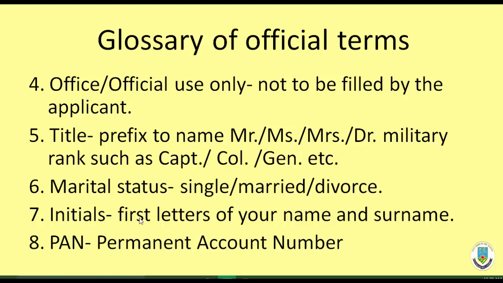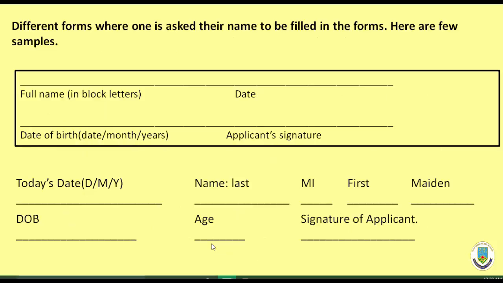So in this way, initial is the first letter. Okay, PAN means permanent account number. Okay, now let's move on.